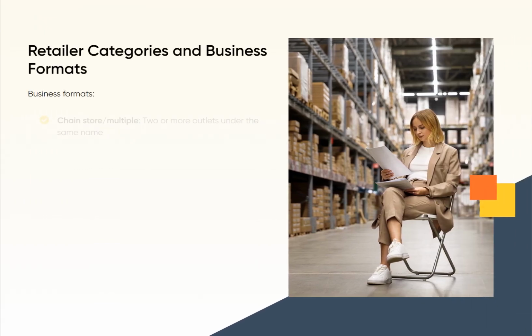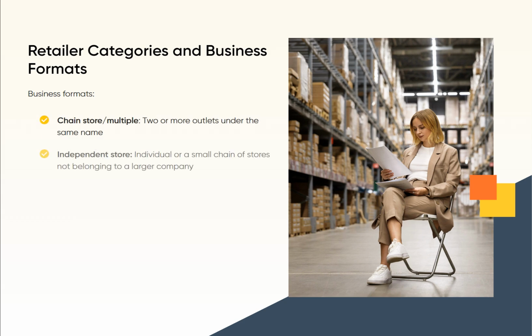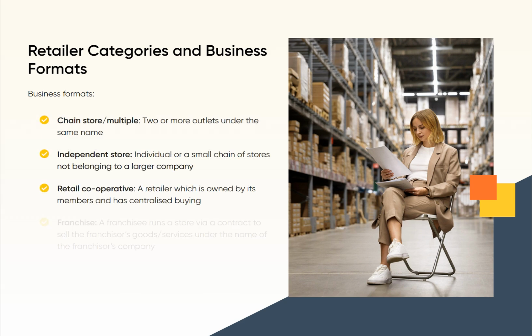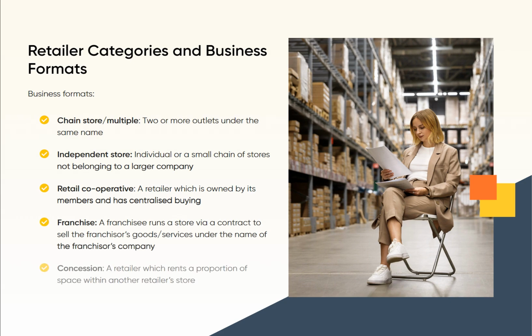Business formats. Chain store or multiple. 2 or more outlets under the same name. Independent store. Individual or a small chain of stores not belonging to a larger company. Retail cooperative. A retailer which is owned by its members and has centralized buying. Franchise. A franchisee runs a store via a contract to sell the franchise's goods or services under the name of the franchise's company. Concession. A retailer which rents a proportion of space within another retailer's store.